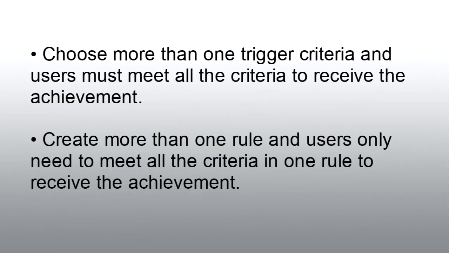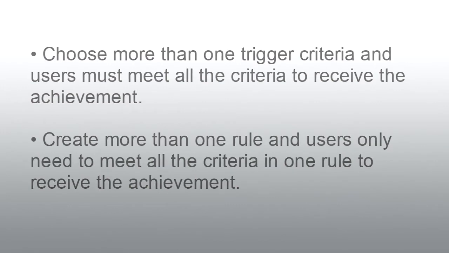If you choose more than one trigger criteria for a rule, users must meet all of the criteria before the achievement is successfully completed. If there is one or more rule, users only need to successfully meet all the criteria in one rule to complete the achievement.